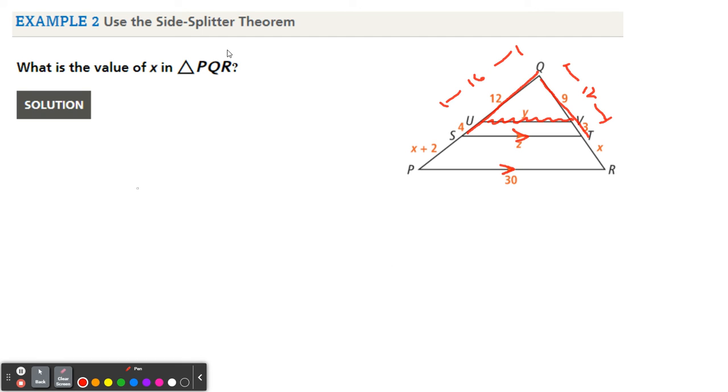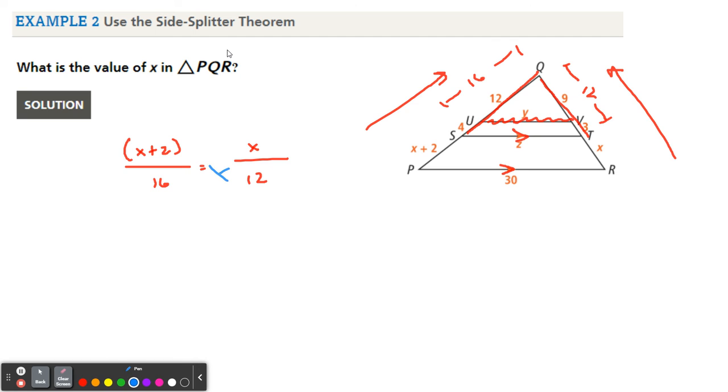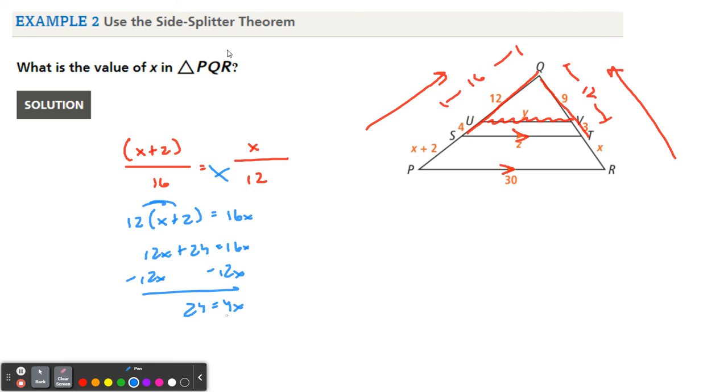Okay? So I'm going to do x plus 2, I'm going to put my binomial in parentheses, x plus 2 over, and I'm just going to go up this side, over 16 equals, and I'll go back over here, x over, and again I'll go up this side, x over 12. Okay, so we're going to cross multiply. Now, if you know to distribute the 12, you can, or you could just write it as 12 times x plus 2, whatever you want to do, equals 16x. And now distribute: 12x plus 24 equals 16x. I'm going to subtract 12x on both sides to get my x's combined. 24 equals 4x, and I'll divide by 4. And I got an x value of 6.